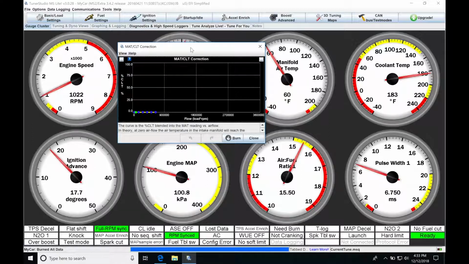So what we would want to do in this table, if we open up our axes here on the corner, is that we're going to be seeing its flow versus a correction.